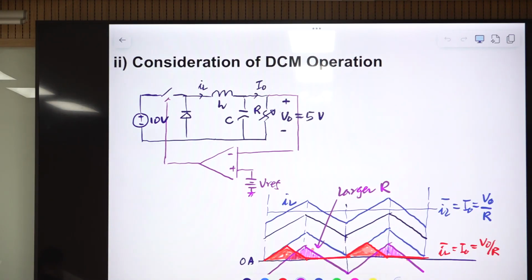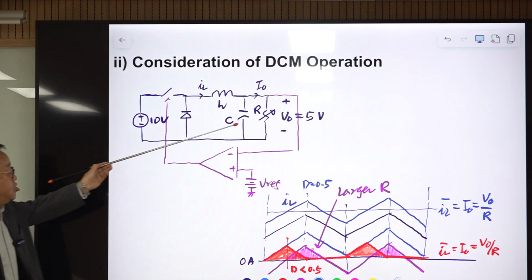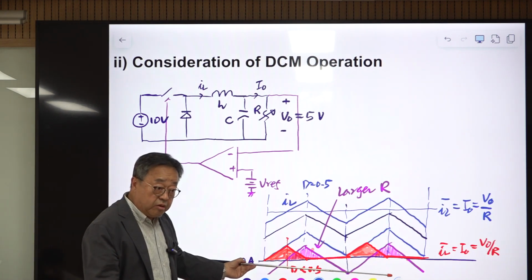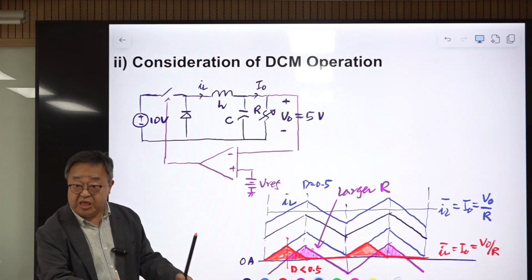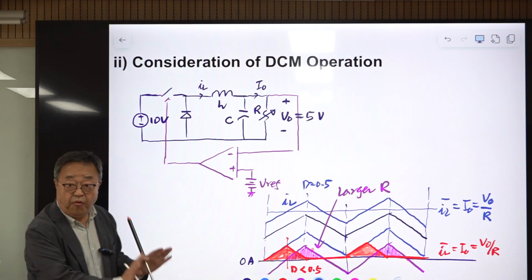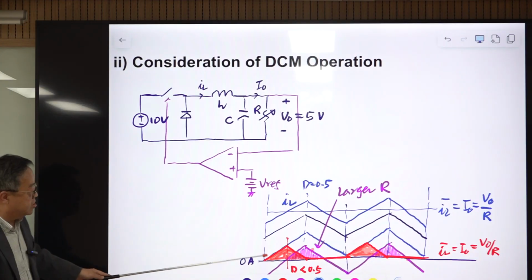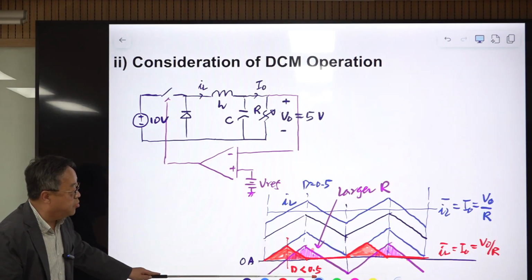So in this case, the duty ratio is smaller than 0.5. Previously, D in this region was 0.5. In the continuous conduction mode, if this is fixed and the output is fixed, D remains the same. But if the converter goes into DCM, D should be decreased, right? Otherwise, there is just some conflict. So obviously, D becomes smaller than 0.5.